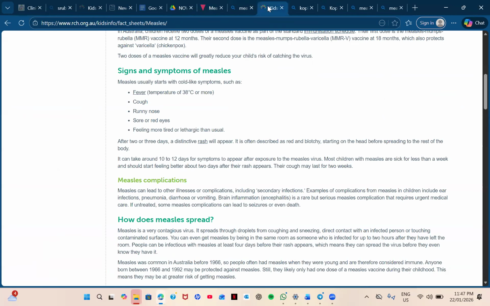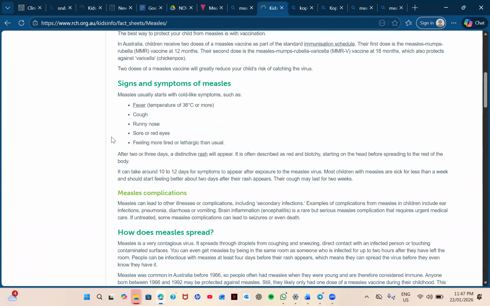In measles we have fever, cough, runny nose, sore throat, like coryza symptoms, and conjunctivitis, the three Cs, and severe cough, with fever, temperature 38 or more. You have to remember first these symptoms, and then the rash appears after like 2 to 3 days or 3 to 4 days.